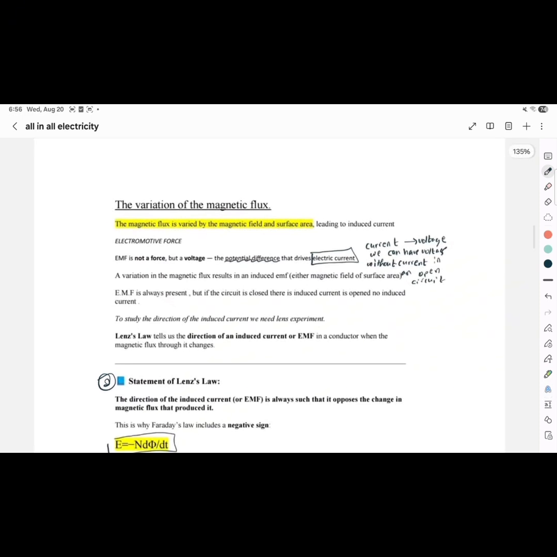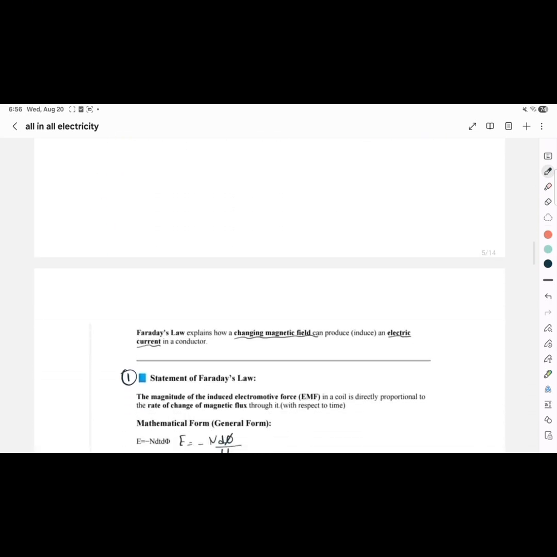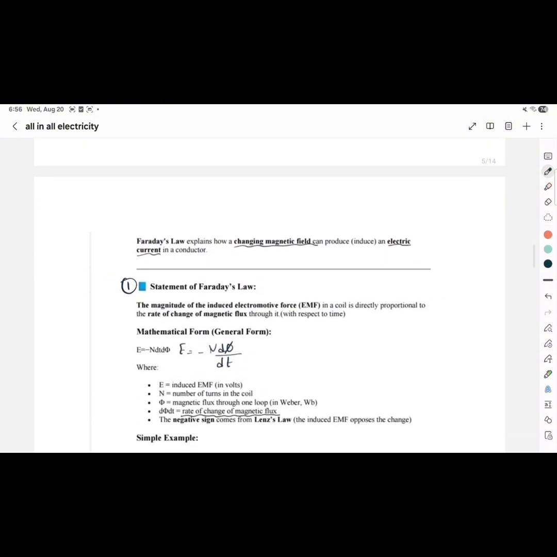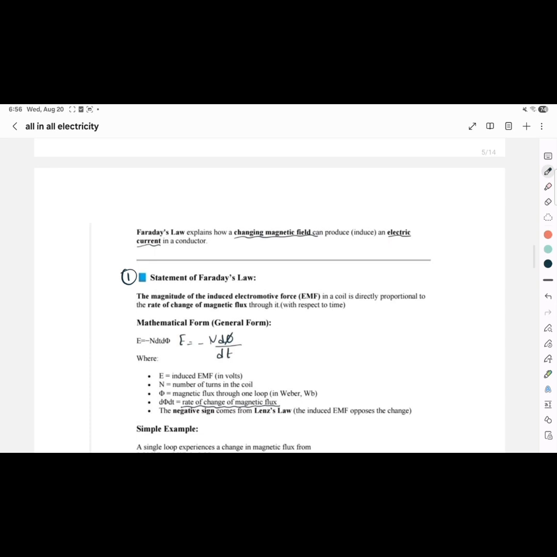Here we'll talk about the variation of the magnetic flux. What do we mean by the variation of the magnetic flux? Meaning the change in the magnetic flux. First of all, there's a rule by Faraday's law: the magnitude of the induced electromotive force in a coil is directly proportional to the rate of the change in the magnetic flux. When we say rate of change, we mean that we have to differentiate it.